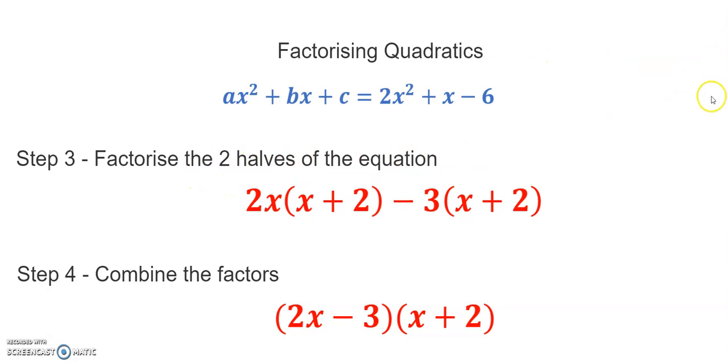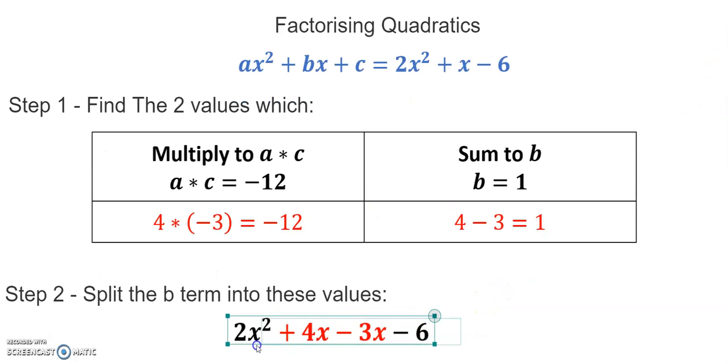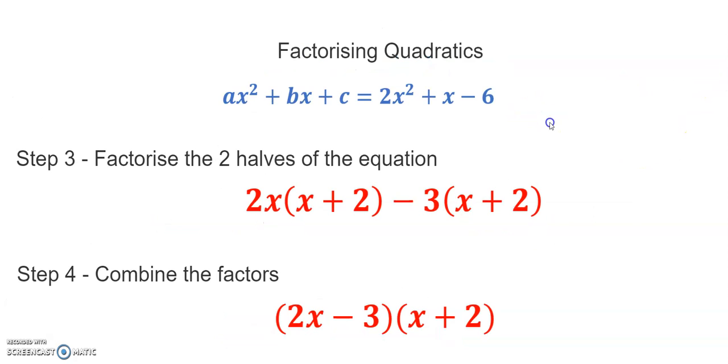Now what this means is we take out a common factor of the two halves of the equation. So we take this value here, just to show you on the same page, to make things a little bit easier. We take our 2x squared and our 4x, one half of the equation, and our minus 3x and our minus 6, the other half of the equation. We look at what common factor these both have.